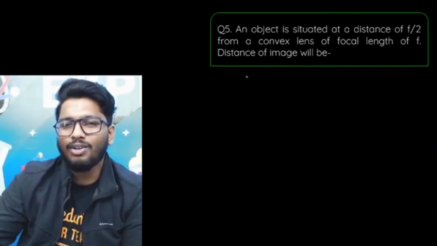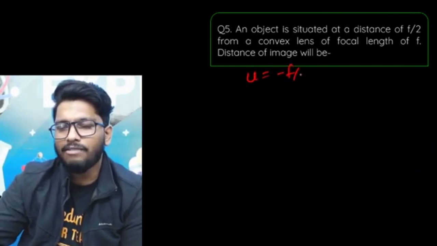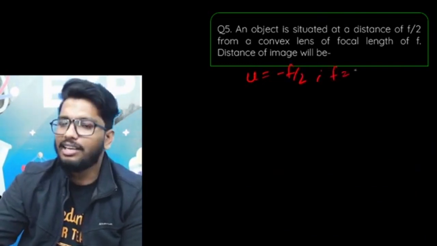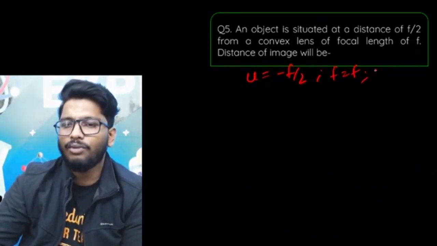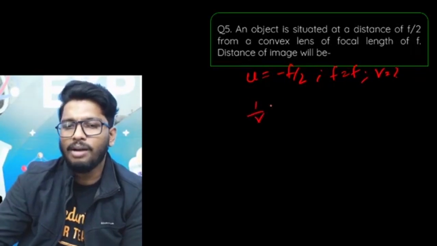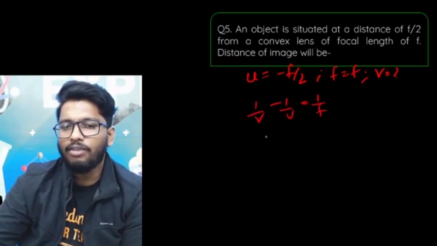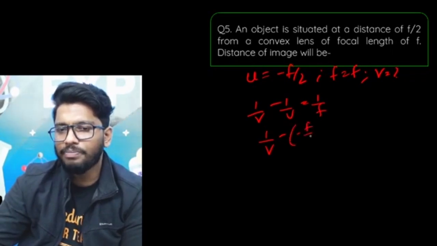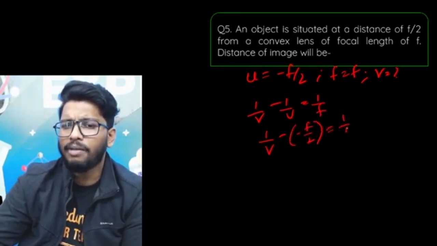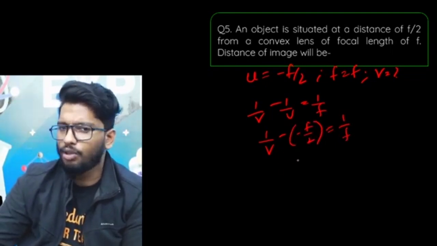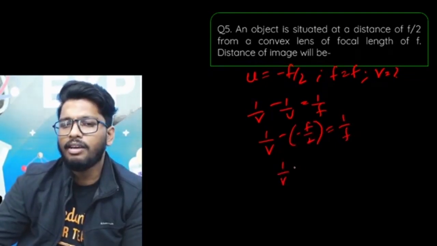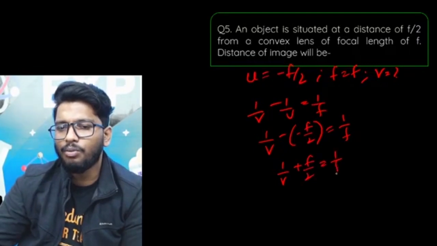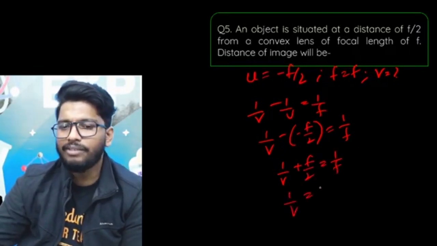An object is situated, so object u is equal to minus f by 2. Focal length is taken as f itself. You have to find out what is v. So 1 by v minus 1 by u is equal to 1 by f. 1 by v minus of minus f by 2 is equal to 1 by f. So minus gets cancelled, so it will be plus. So 1 by v plus f by 2 is equal to 1 by f. Take this to the other side.